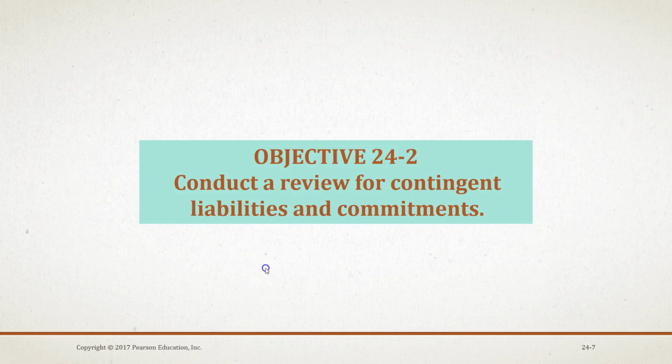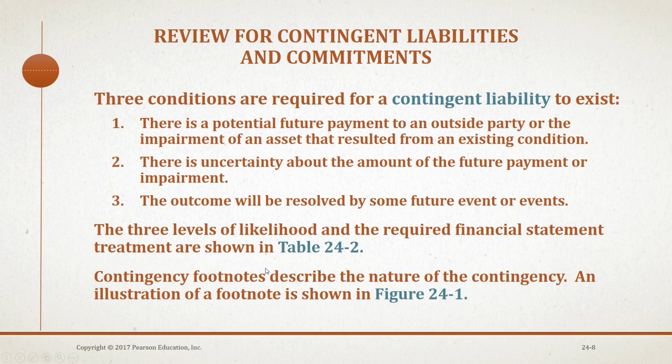The second objective. As auditors, we need to review contingent liabilities and commitments. So, 3 conditions are generally required for a contingent liability to exist. Number 1, there is a potential future payment to an outside party, or an impairment of an asset that results from a condition. Second, uncertainty about the amount of the future payment or impairment. And 3, the outcome will be resolved by some future event or events.